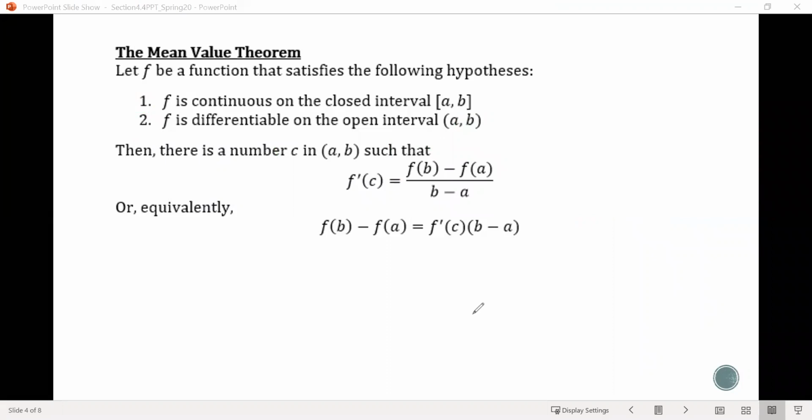This equivalence statement down here, that f of B minus f of A equals f prime of C times B minus A, is another way to think about the mean value theorem. I'd say that's a little less common than the one at the top or the one above that, but it's another one nonetheless.